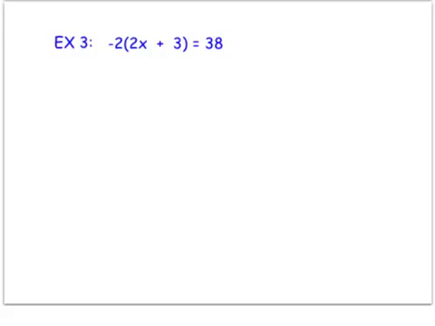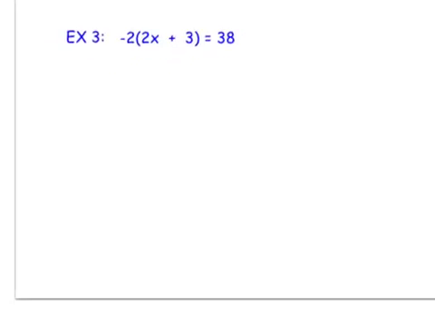Alrighty, hopefully we're going to have a little more success on this slide. This negative out here, we've got to be really careful. That negative 2 is going to be nosy and getting everyone's business. Negative 2 times 2x gives me negative 4x.